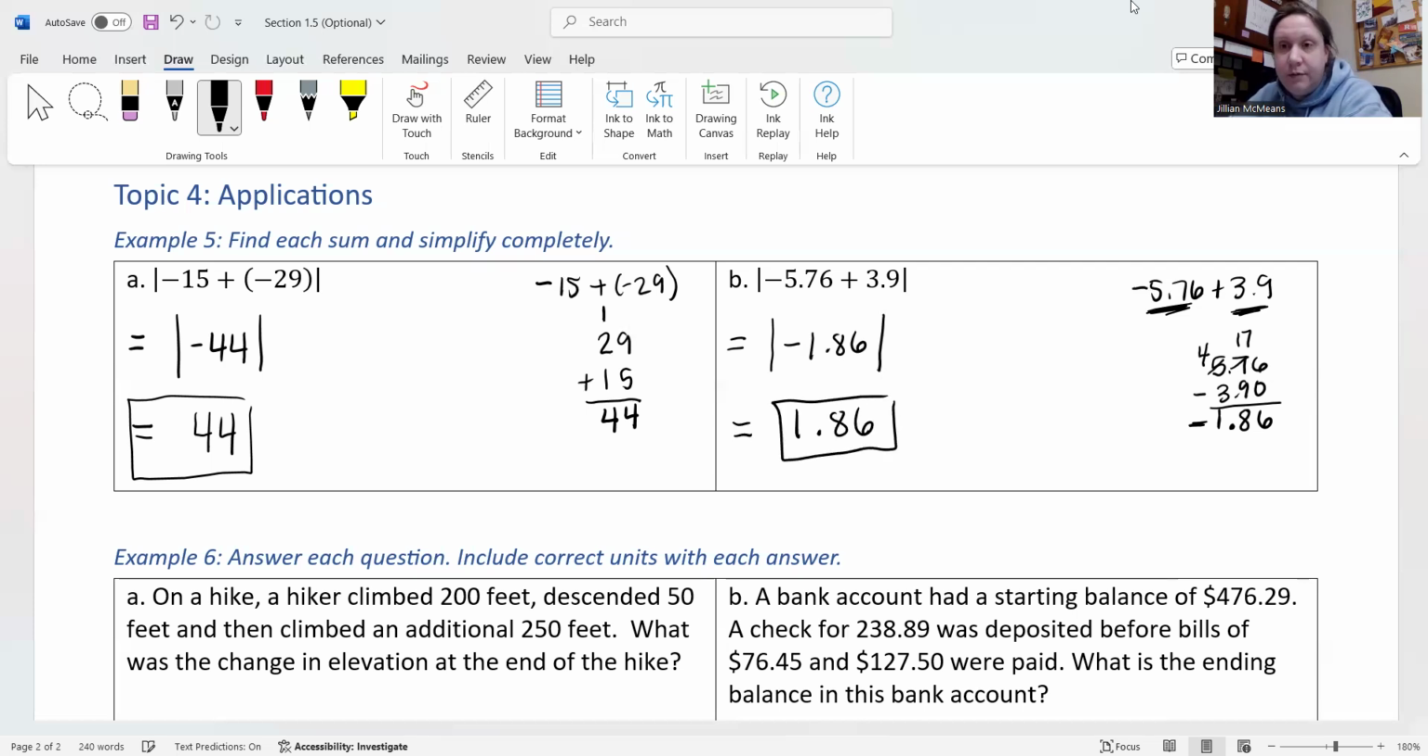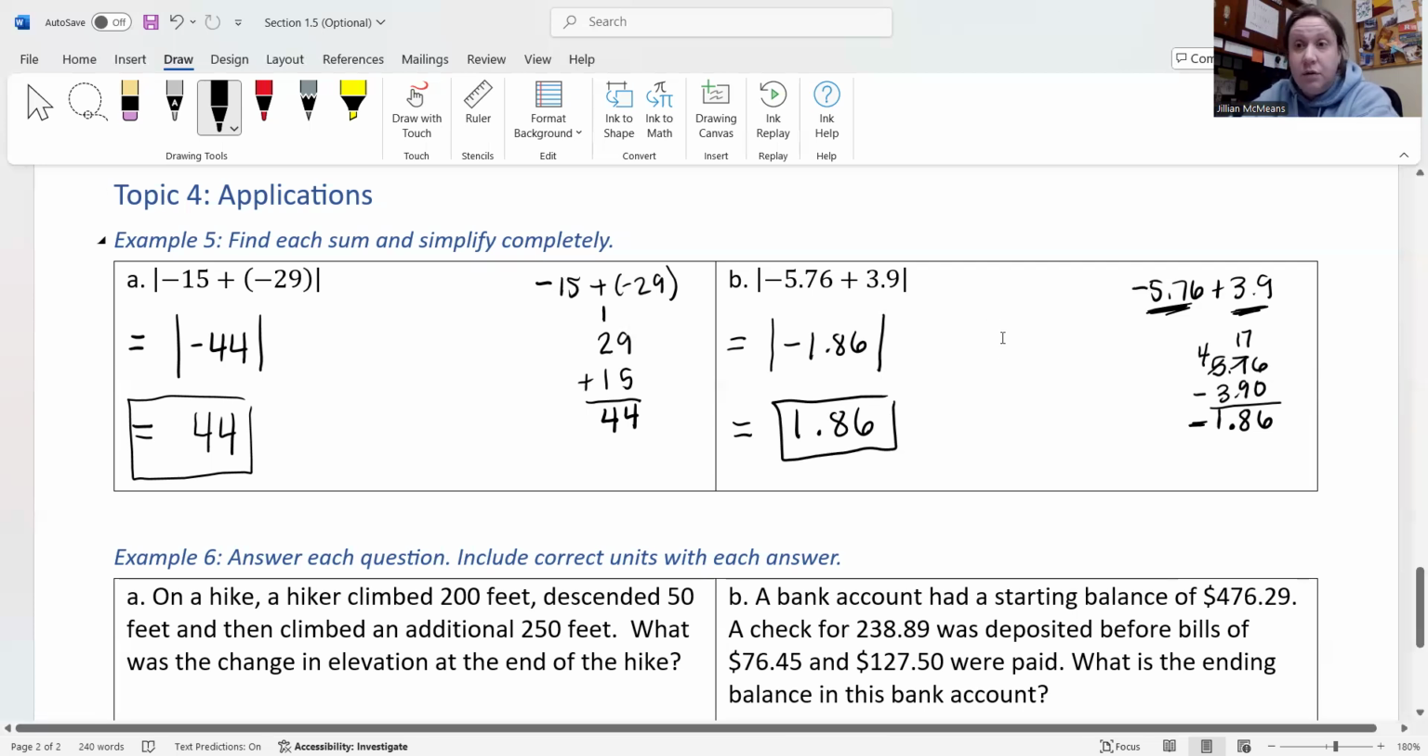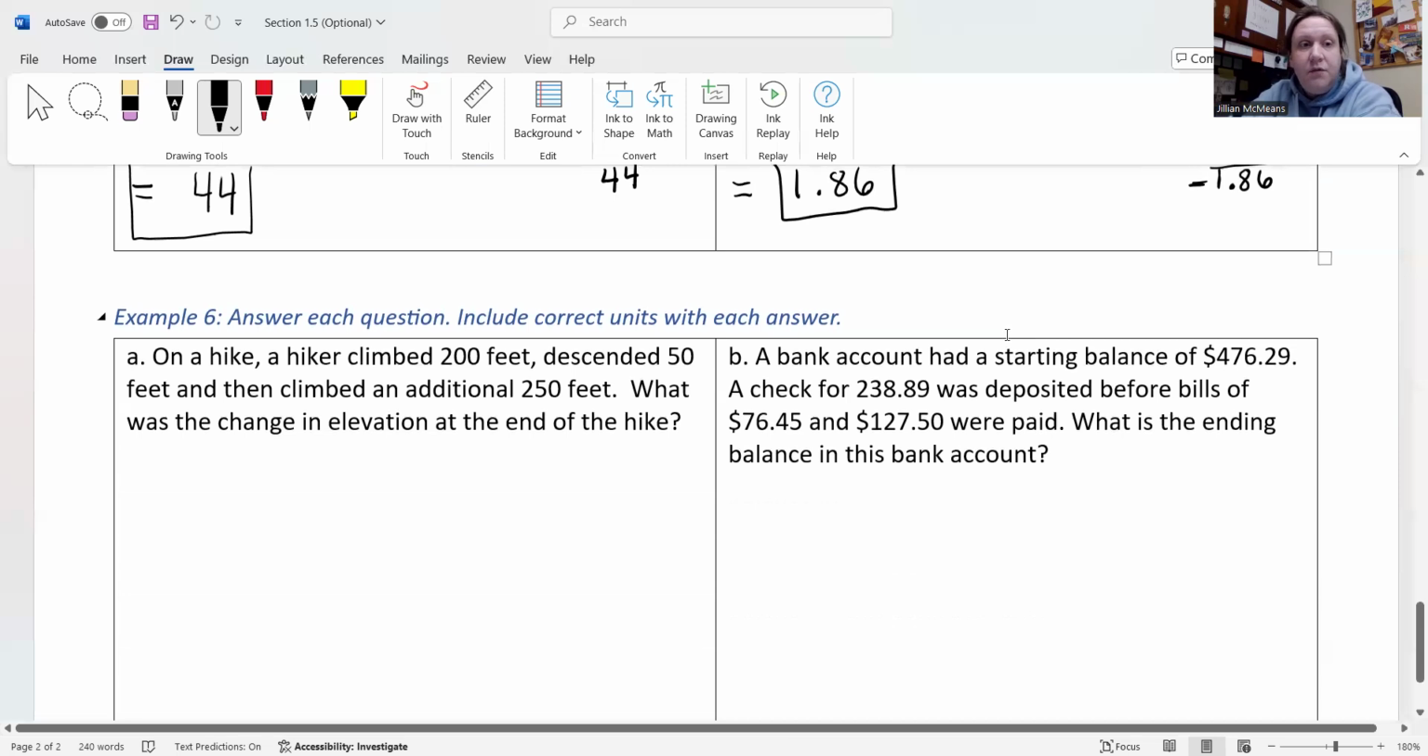1.86. Okay, so when you're dealing with something like this where your absolute value has addition or subtraction inside, complete what's inside, simplify the inside completely, and then apply the absolute value. Okay. Finally, for example 6, let's look at a couple of word problems.